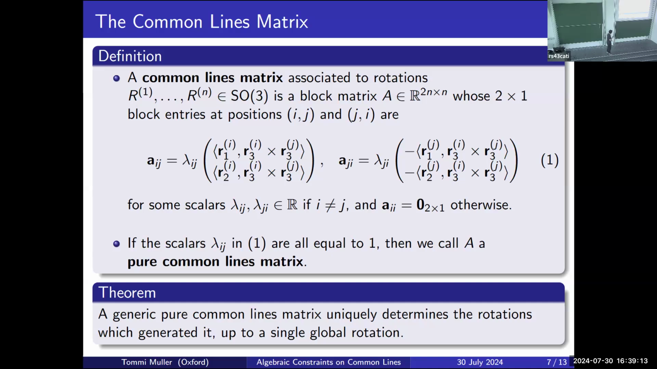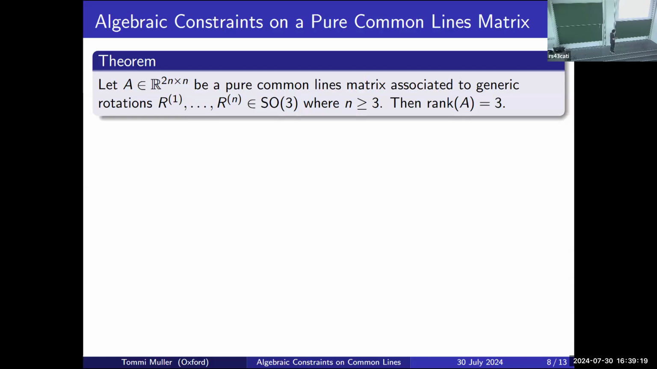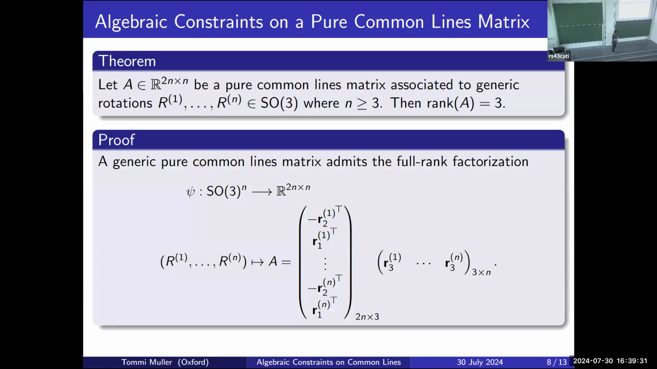So it's important to understand what properties it has. If your pure common lines matrix came from a generic set of rotations, one important property is that it has rank 3. And the rank 3 comes from an observation that if you arrange all the Aij's with their known structure into this matrix form, then they have a factorization that looks like this. It's rank 3, and when the rotations are generic, this exhibits a full rank decomposition.